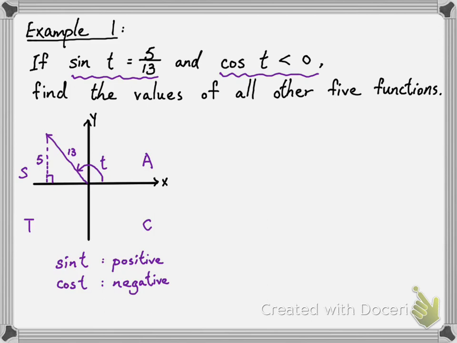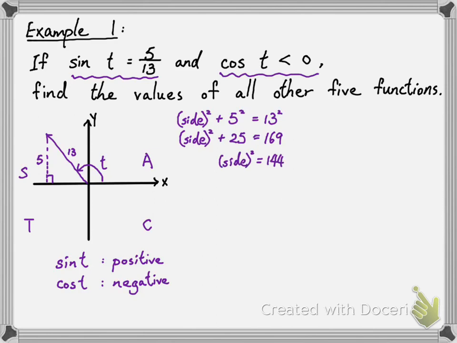So now we have side squared plus 5 squared equals 13 squared. As we simplify, we have side squared plus 25 equals 169. By subtracting 25 on both sides, we have side squared equals 144, and therefore the side equals 12. Now before we make a conclusion to this problem, please make sure you check the sign. Correct. The x value must be negative and the y value is positive.